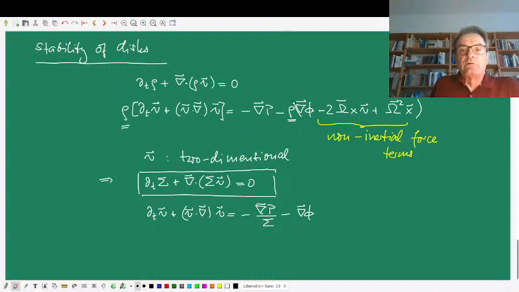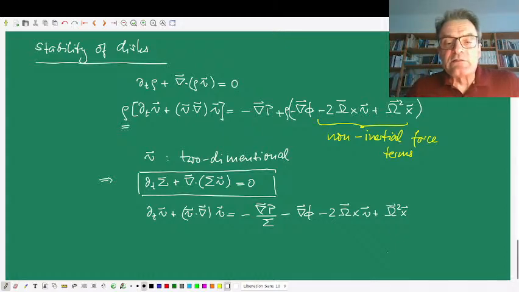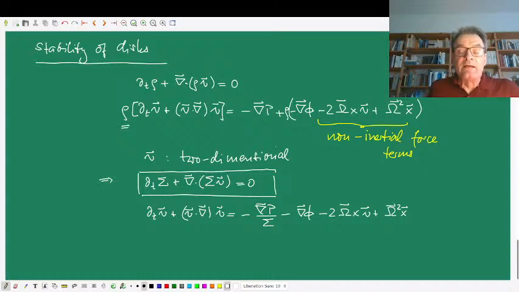Wait a moment. This is now getting a bit tricky here, because I need to take the minus signs into account. All right, now I have -2 times omega cross v plus omega square times x. All right, so the only change that you see in comparison to the Euler equation as you know it is that instead of the density we divide by the surface density here, and that we have these two non-inertial force terms on the right hand side.